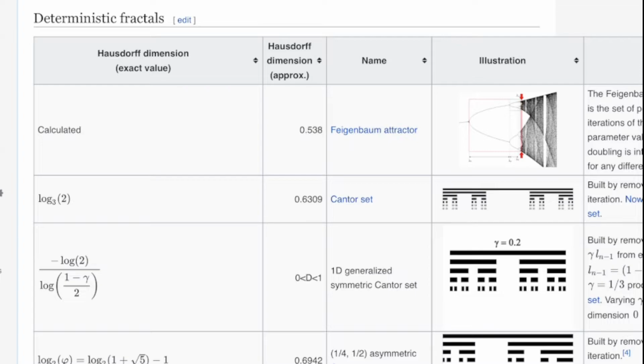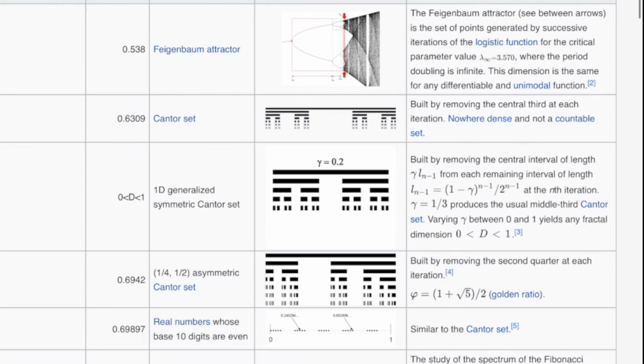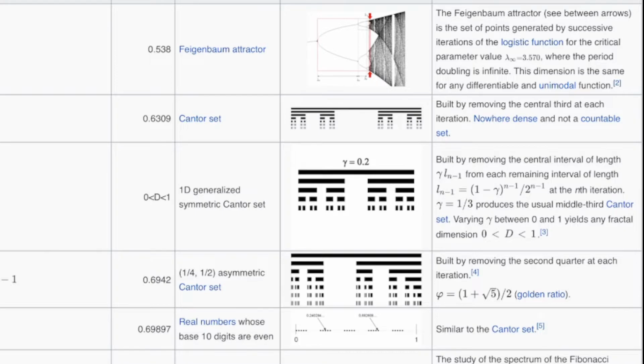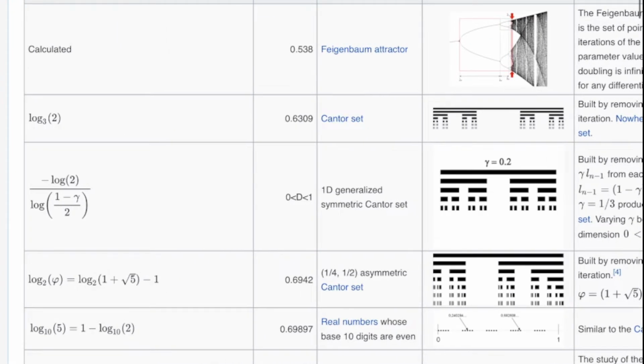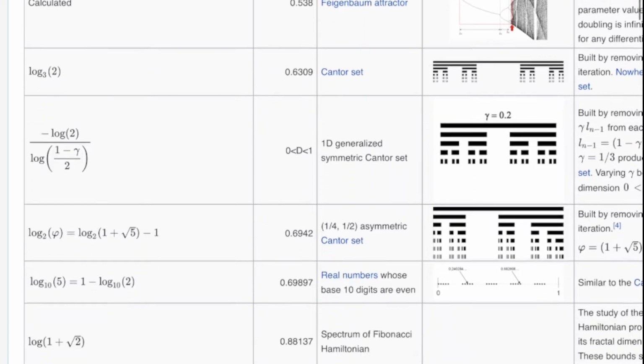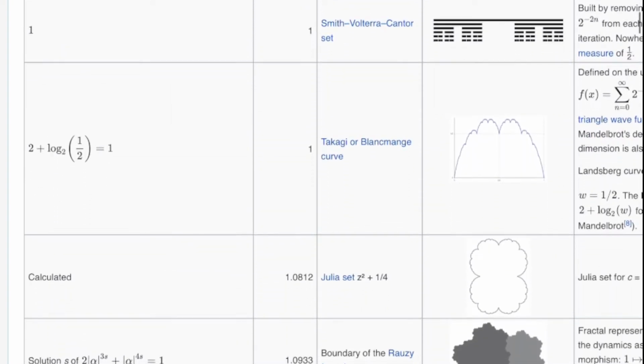The next one down, 1/4, 1/2 asymmetric Cantor set. That's when it says built by removing the second quarter. You remove the second fourth, not the one in the middle, but offset a little bit. You get a different, slightly weird dimension in that case. These are weird examples. Anyway, I'm going to skip over some of them. Here's another something like a Cantor set.